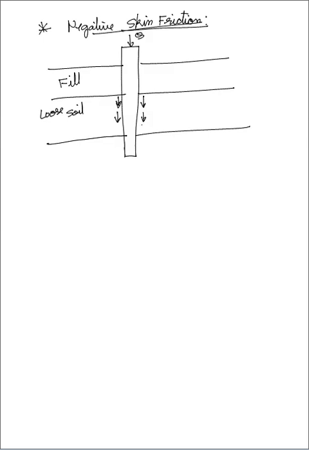The pile itself is going down, and the soil is also going down. This is known as negative skin friction. And here suppose we are having dense soil, so there will be actual friction which will act in opposite direction to the direction of your pile.